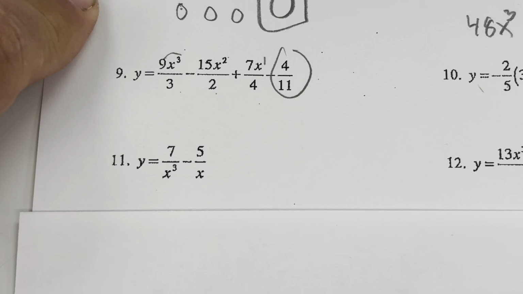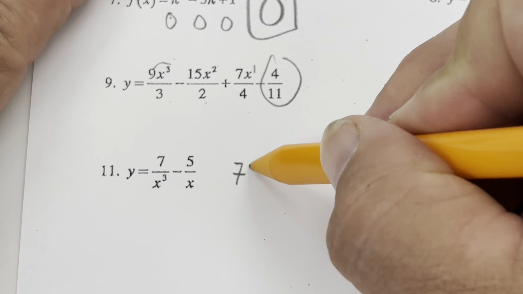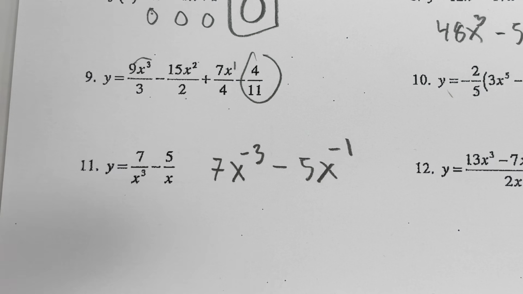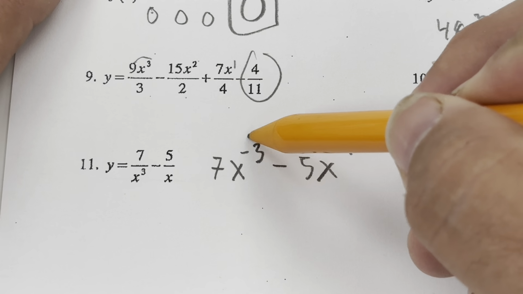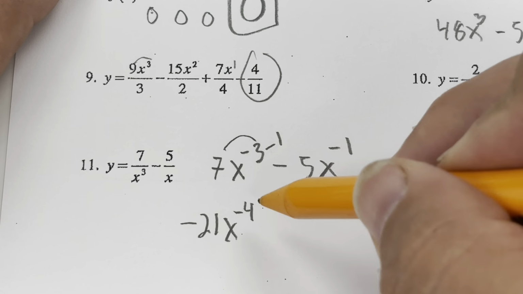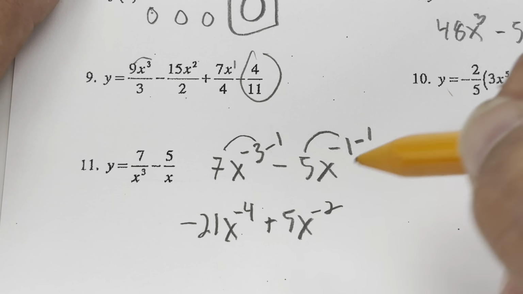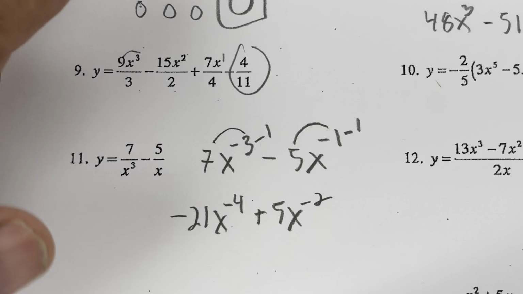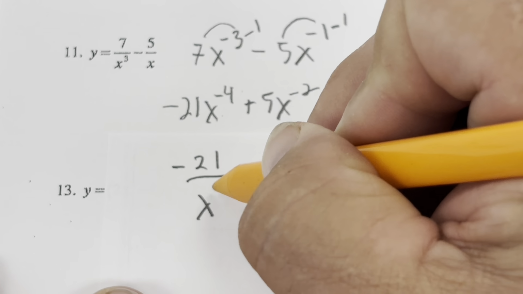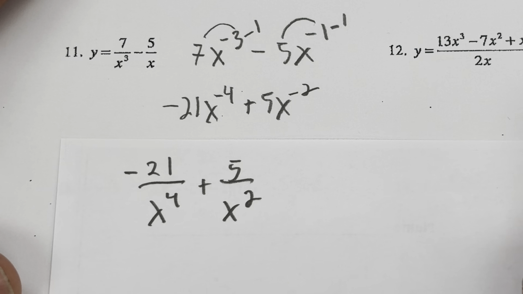I would rather not do quotient rules, so I'm going to rewrite this. I'm going to do algebra first. I'm going to rewrite this as 7x to the negative 3 minus 5x to the negative 1. And then I can do that if it's not like an expression over an expression. So negative 3 times 7 is negative 21x. Don't forget you subtract 1, so to the negative 4th. Negative 1 times negative 5 is positive 5x. You subtract 1 to the negative 2. Now we might be expected to rewrite it with positive exponents. So this would be negative 21 over x to the 4th plus 5 over x squared when you rewrite it with positive exponents.